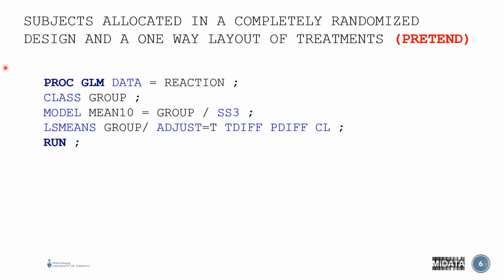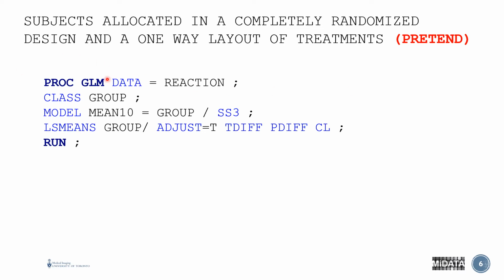Okay, let's have a look at the code. But before we get started, I just want to remind you that in this lecture, we're going to show you the analysis of the same data set using 2 different layouts of treatments and 3 different allocations of treatments. In the previous slide, we showed you that the actual layout of the study was a 2x2 factorial. In this slide, what I'm showing you is the one-way layout of treatments with a completely randomized design for the allocation of treatments. Now I put here pretend because this is not actually what happened.